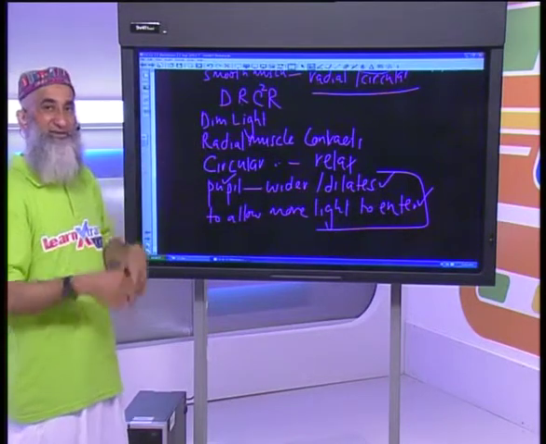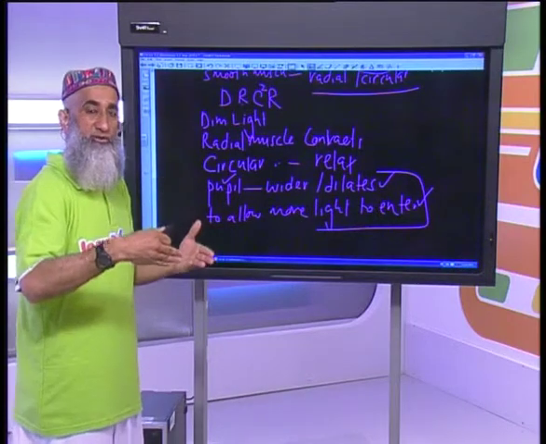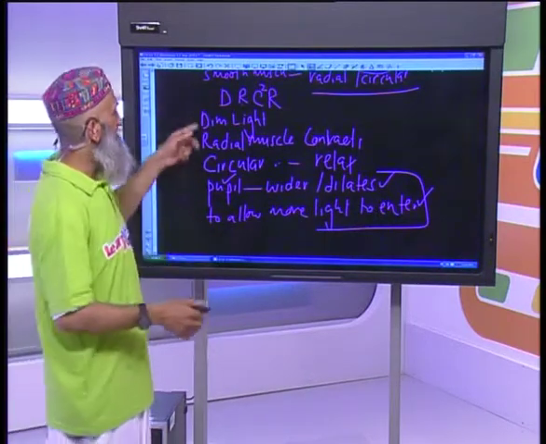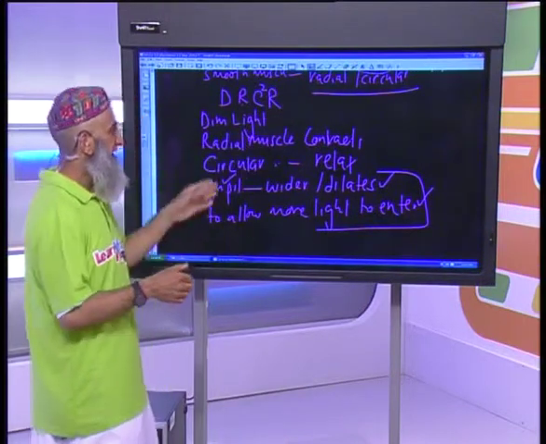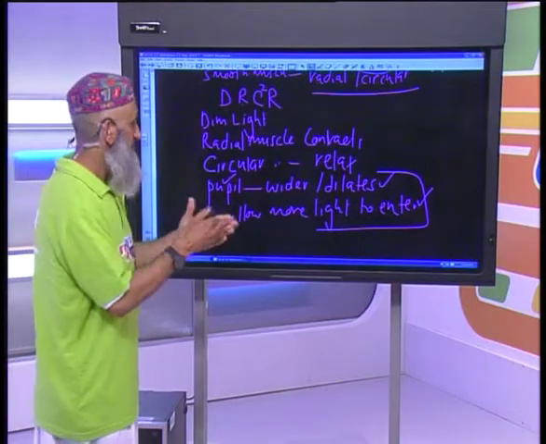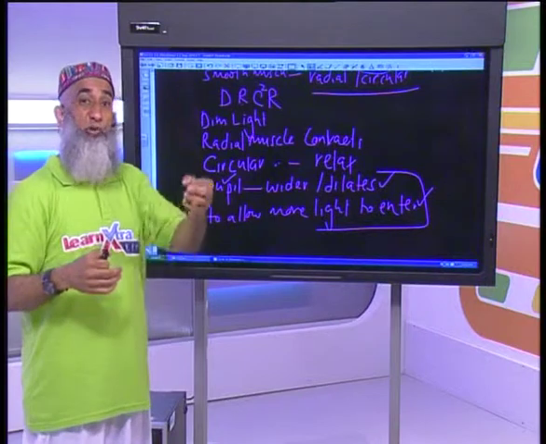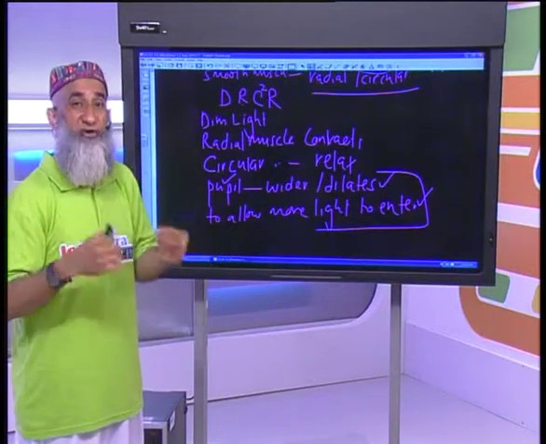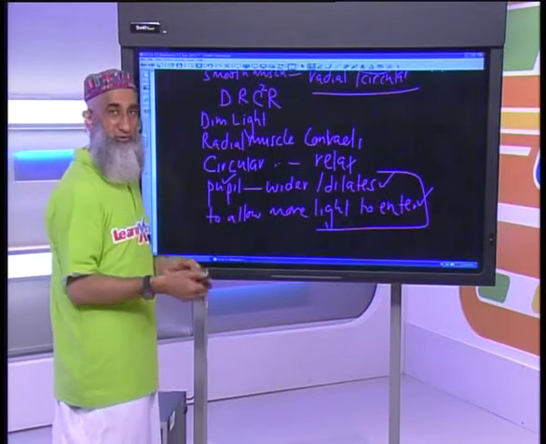Remember, in bright light, it would be the opposite. So if you learn this, then you know that in bright light is the opposite. In bright light, the radial muscles will relax, the circular muscles will contract, the pupil becomes smaller, it constricts, narrower, and allows less light to enter. Why? Because we don't want too much light to enter, because the rods and cones will get damaged. So if you learn this one, the other one is the opposite.